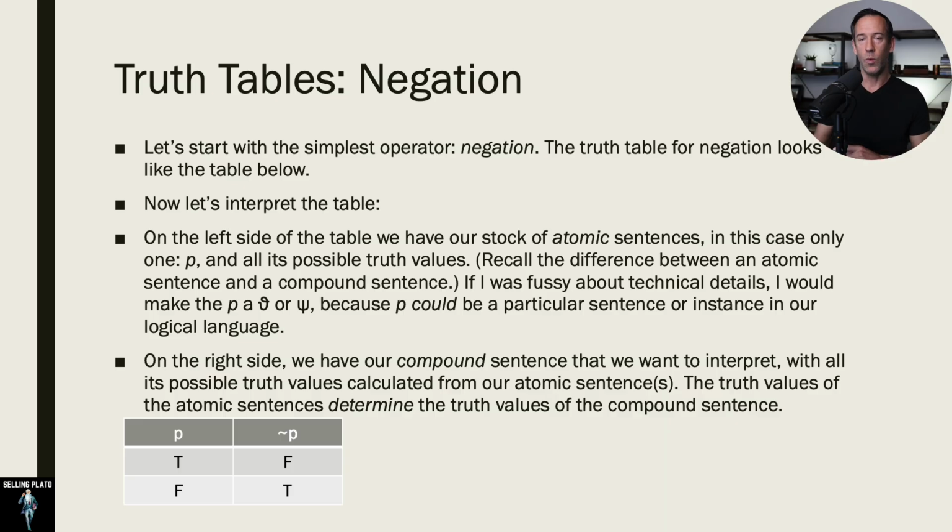On the right side, we have our compound sentence that we want to interpret with all its possible truth values that are then calculated from using our atomic sentences on the left. The truth values of the atomic sentences then determine the truth values of the compound sentence. Another way to say that is that the compound sentence's truth values are a function of the atomic sentence on the left and whatever we're doing on the right, in this case, negating that atomic sentence. This is going to be clear as we move along.